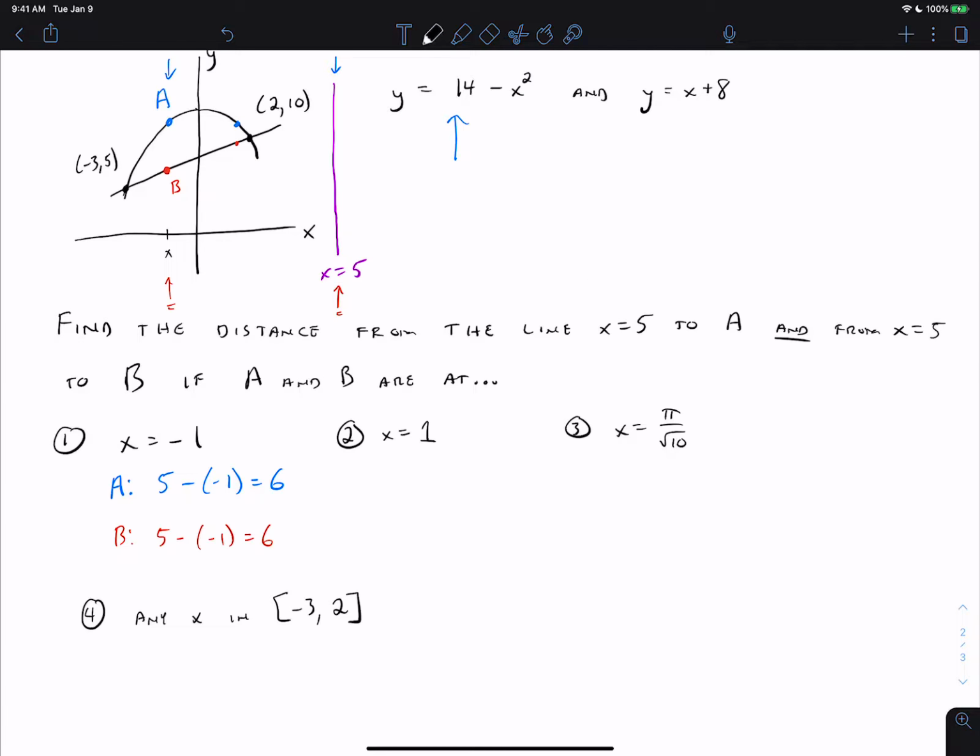Now pause the video and do the next 3 problems. Okay, so for both of these on number 2, we should get 5 minus 1, which is obviously 4. On number 3 for both of them, we get 5 minus pi over radical 10. And on number 4, we get 5 minus x. Real important that, first of all, this is easy, but it's easier to mess up because you don't have to do very much. You're given the x value, which is what you want, and so you don't need to plug it in anywhere because you want the x value and that's what you've got.